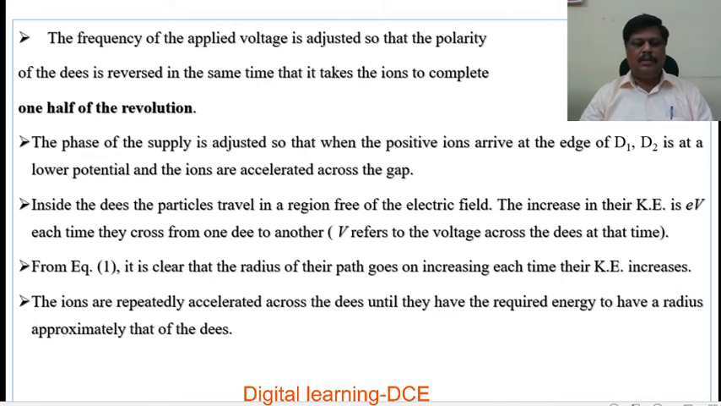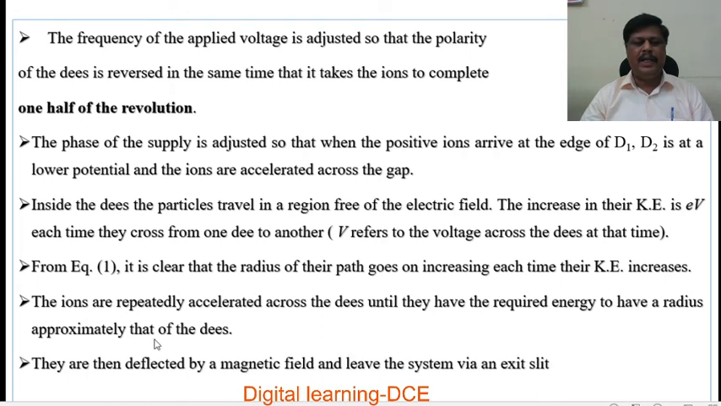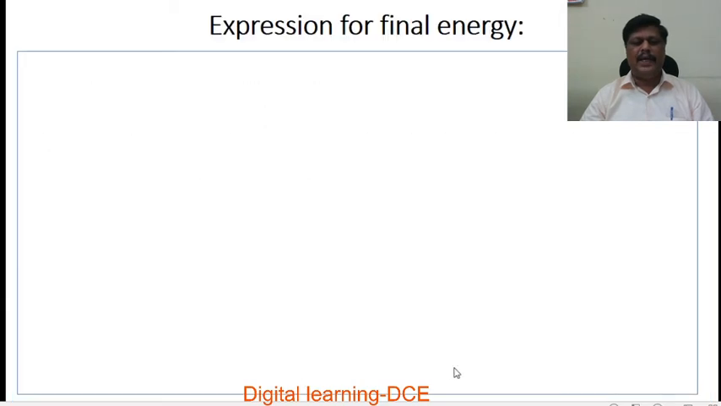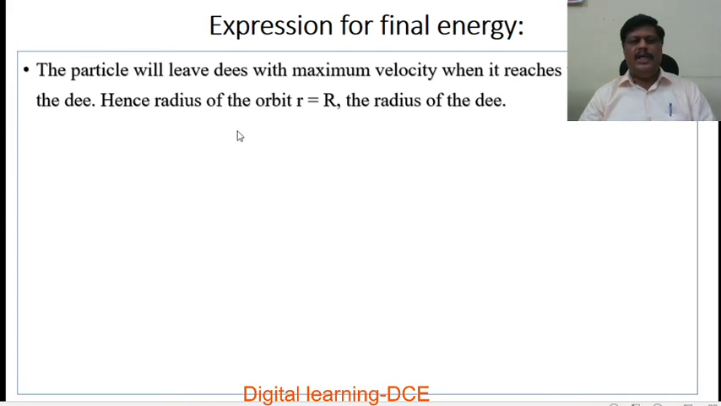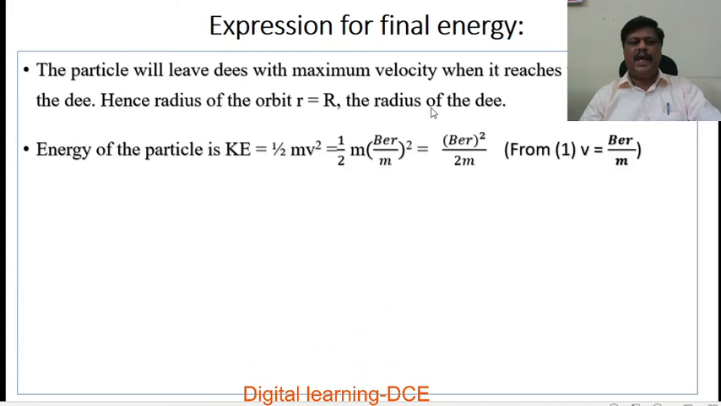The ions are repeatedly accelerated across the gap until they have the required energy to have a radius approximately that of the disk. They are then deflected by the magnetic field and leave the system via an exit slit. The particle will leave the disk with maximum velocity when it reaches the periphery of the D. Hence, the radius of the orbit, small r, is equal to capital R, the radius of the D.